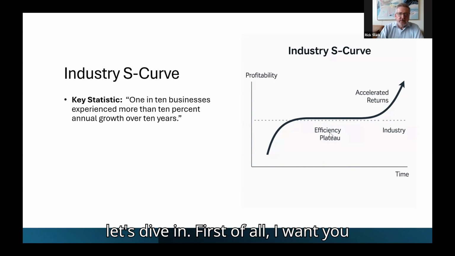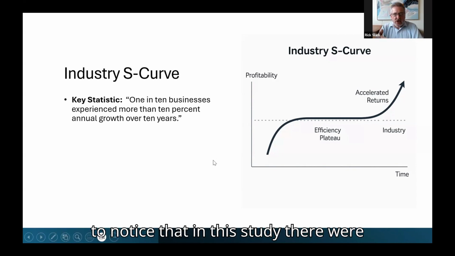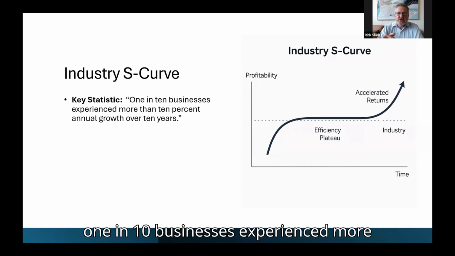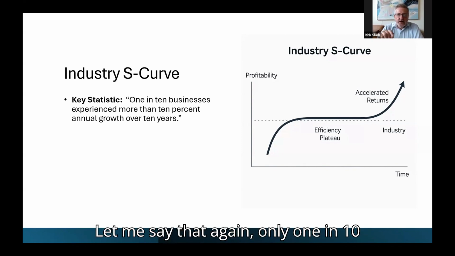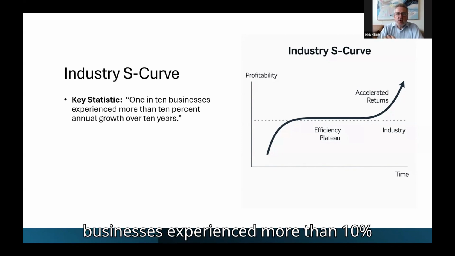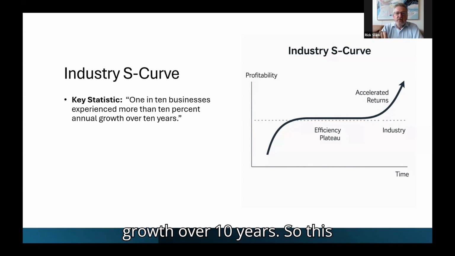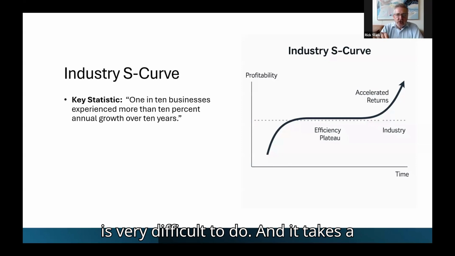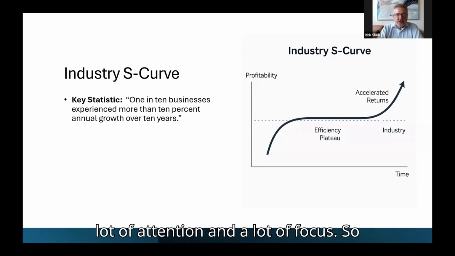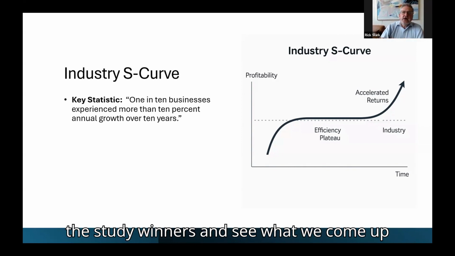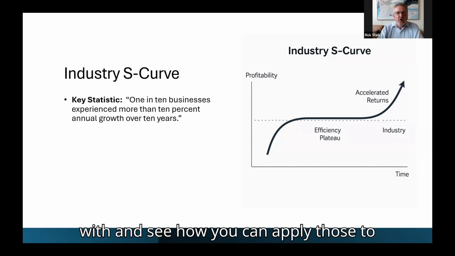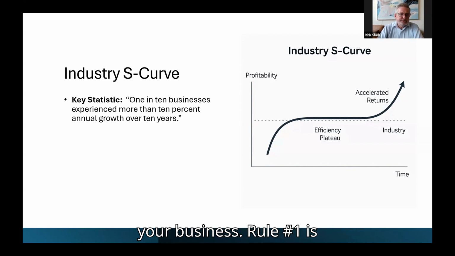So let's dive in. First of all, I want you to notice that in this study, only 1 in 10 businesses experienced more than 10% annual growth over 10 years. Let me say that again. Only 1 in 10 businesses experienced more than 10% growth over 10 years. So this is very difficult to do, and it takes a lot of attention and a lot of focus. Let's look at the common denominators of the study winners and see how you can apply those to your business.